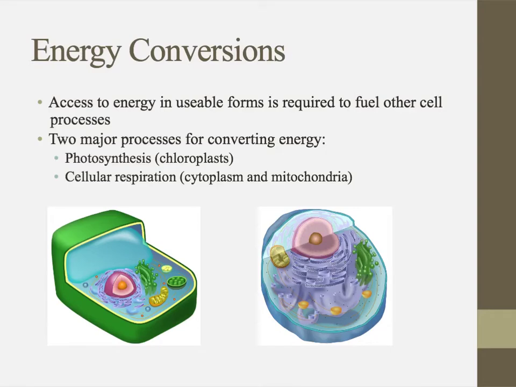Energy is required to fuel all cellular processes. The conversion of energy into forms that are more easily used by the cell is carried out through two major processes, photosynthesis and cellular respiration. Photosynthesis occurs within organelles called chloroplasts. Cellular respiration occurs partially in the cytoplasm and partially in the mitochondria, while some organisms, such as plants, photosynthesize. All cells perform cellular respiration.